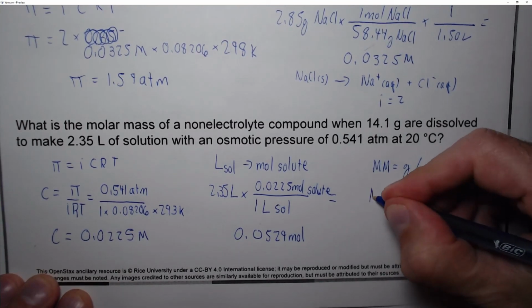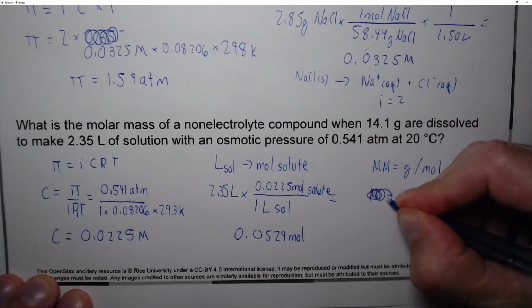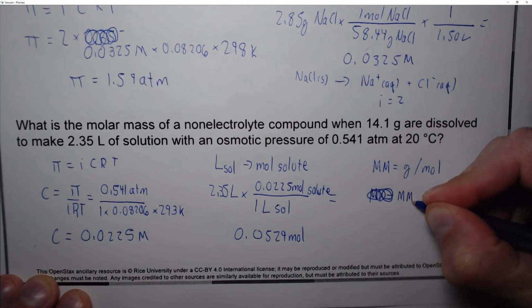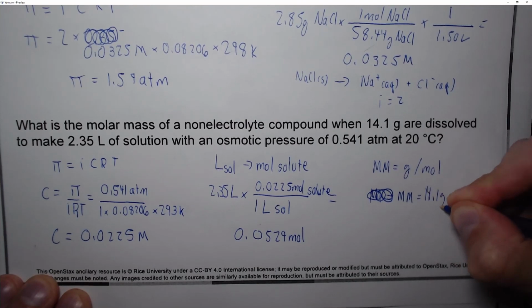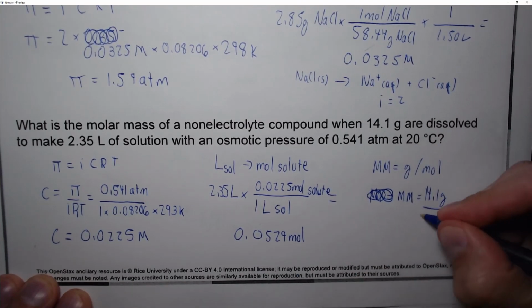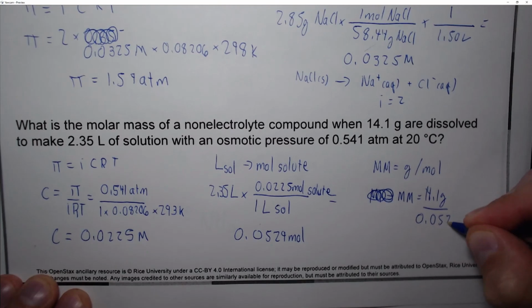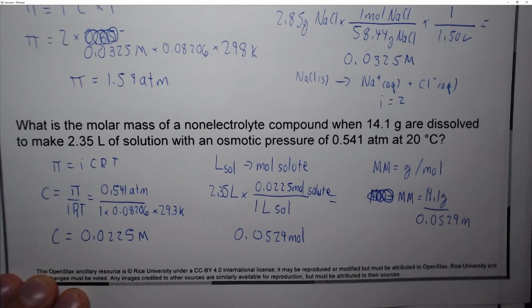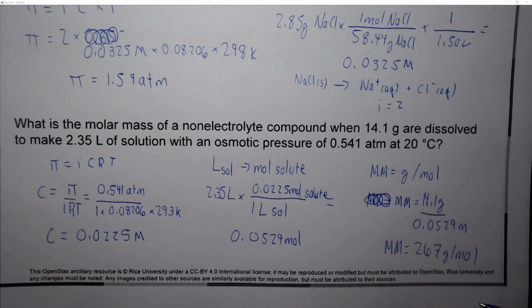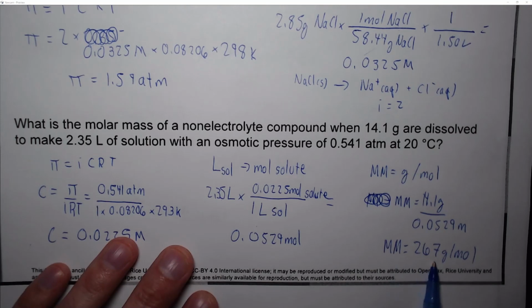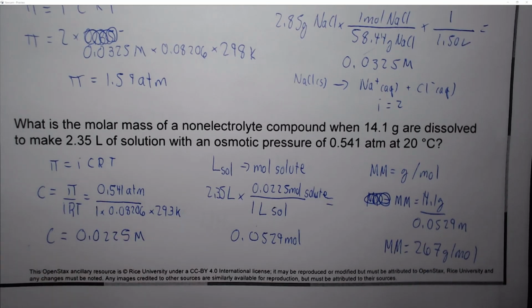Now, to find the molar mass, I take the grams. Sorry, I should write that more clearly. Molar mass is equal to the grams, 14.1 grams, divided by the moles, 0.0529 moles. And when I do that math, I get that the molar mass is 267 grams per mole.